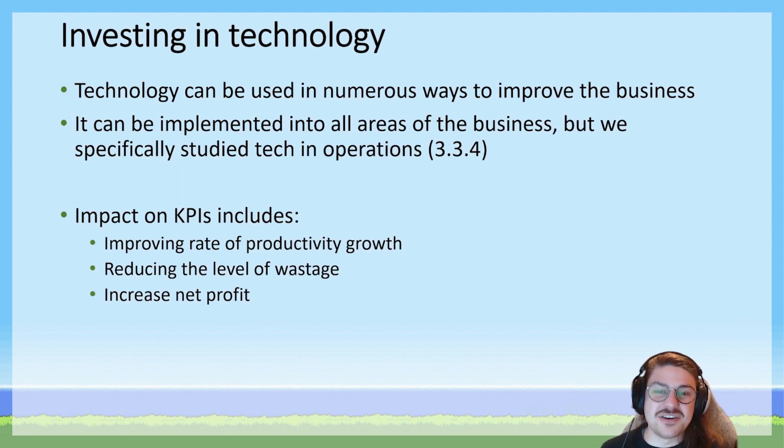Now, investment in technology is named as a strategy in this key knowledge point. The only area of the study design where we talk about technology is in operations, talking about CAD and CAM, automated production lines, etc. That's key knowledge point 334. However, this key knowledge point doesn't specify that we're only talking about investment in technology and operations.